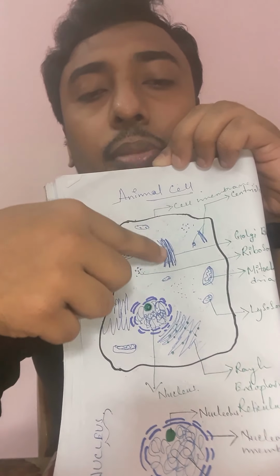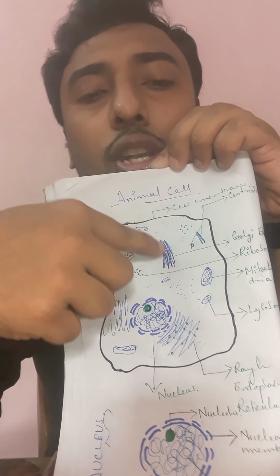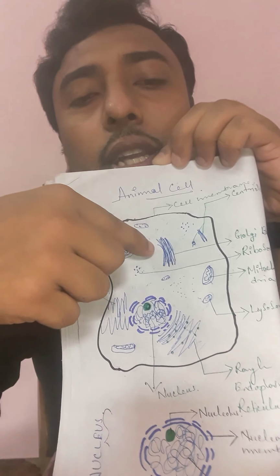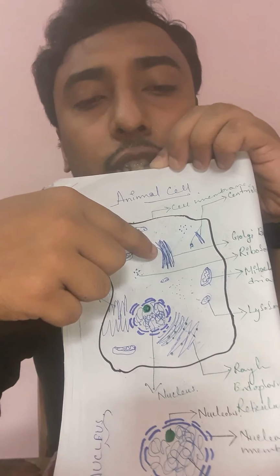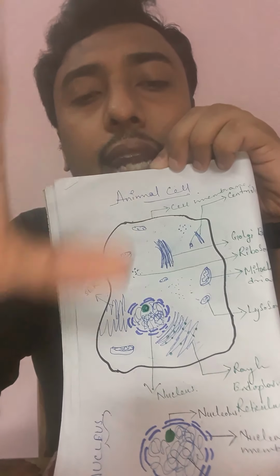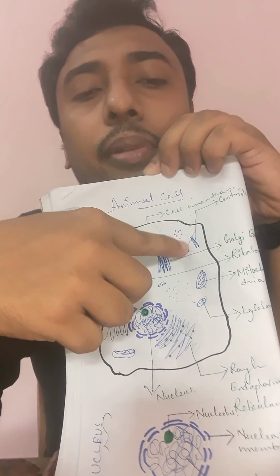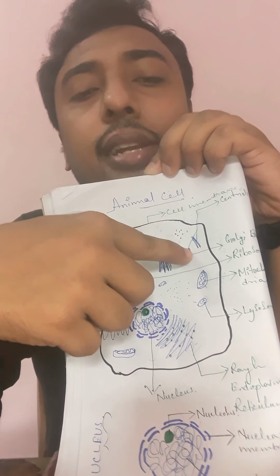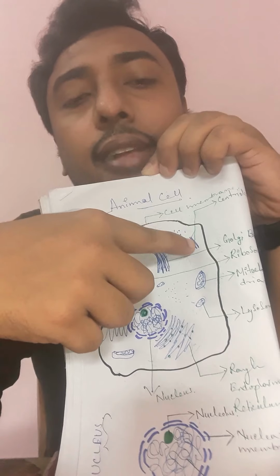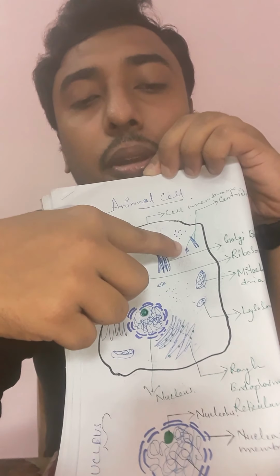Next is Golgi body. What is the function of the Golgi body in a cell? Golgi body helps in cellular secretion. It helps to secrete any kind of cellular secretion. Centrioles are an important part of the animal cell, only present in animal cells. They help in cell division.